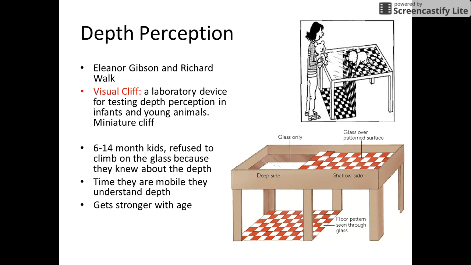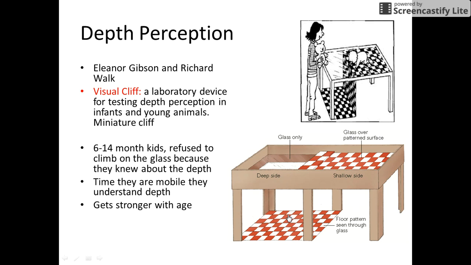Eleanor Gibson and Richard Walk actually studied depth perception. They looked at the visual cliff, which was a laboratory device for testing depth in animals and young infants. It was like a miniature cliff. Here appeared the platform, and over here appeared a piece of glass. They put 6 to 14-month-old children on the platform to see if they would crawl off, or go over the cliff, and if they knew that looking down would cause them to fall because they would understand depth.